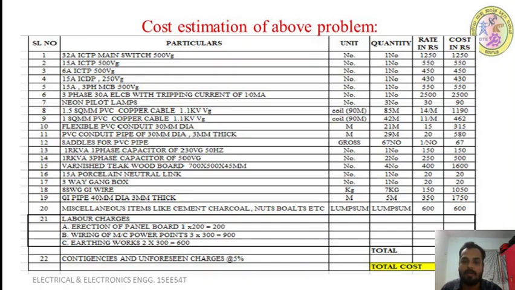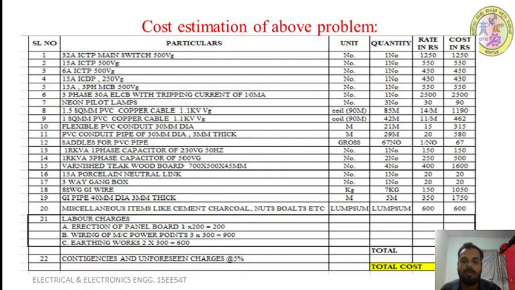Next we require flexible PVC conduit, 21 meters, at 15 rupees per meter, so 21 into 15 is 315 rupees. Next rigid PVC pipe conduit, 29 meters, at 20 rupees per meter, so 29 into 20 is 580 rupees. Next saddles, we require 67 numbers, at 1 rupee per saddle, so 67 into 1 is 67 rupees. Next capacitor bank single phase, one number, at 150 rupees, so 1 into 150 is 150 rupees.